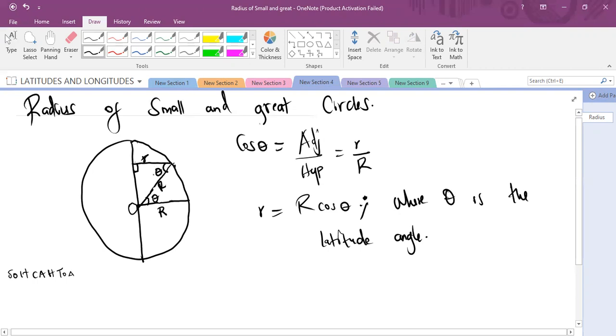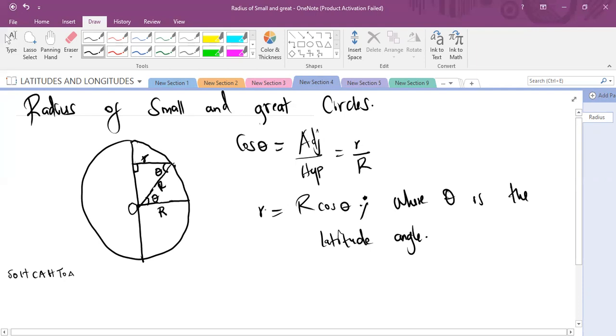Now, if we were to get the value of cos theta from SOHCAHTOA, it's adjacent over hypotenuse, where our adjacent is the small r. This is the radius of some small latitude here. All this divided by the hypotenuse, which is capital R, which is the radius of some longitude here. So cos theta is equal to r over R, where r is the radius of the small circle, some latitude, and R capital is the radius of the great circle.